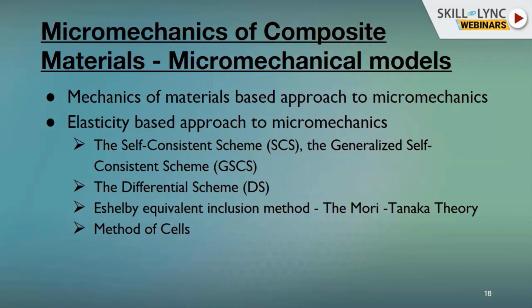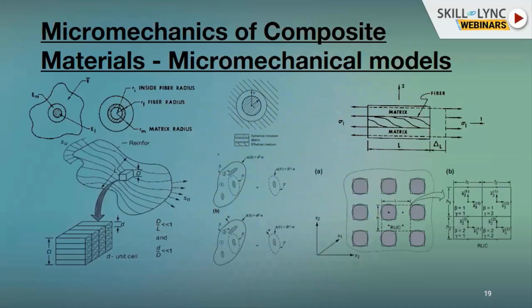Further, one of the most advanced methods used in micromechanical models is the method of cells. Here, a representative volume element of the composite material is used, and the representative volume element will be analyzed to obtain the various properties of the material, and that will be used for further analysis. So as I told, there are various schemes.